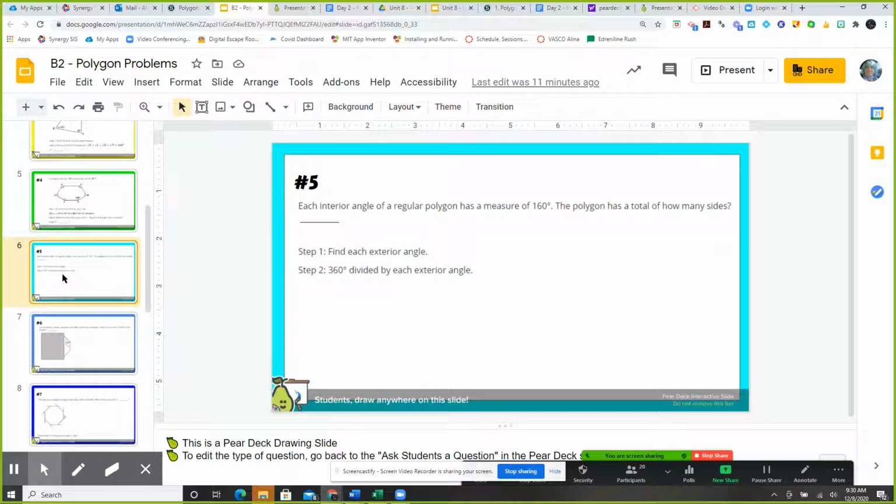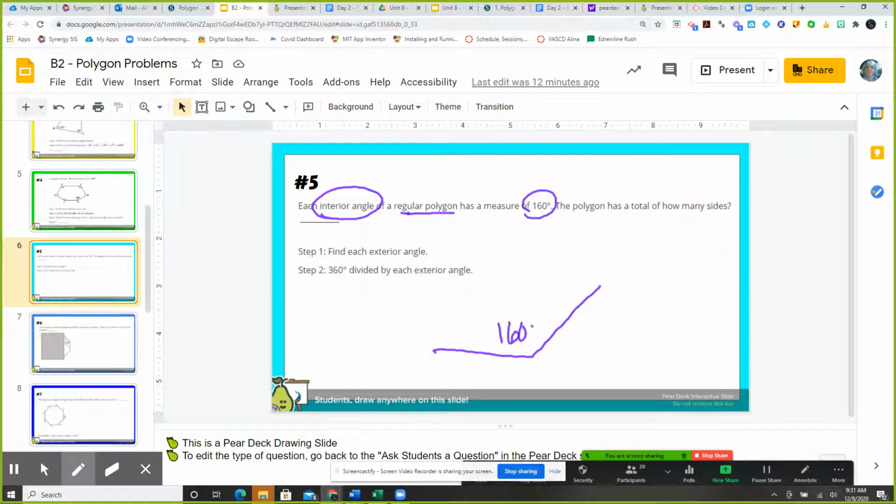Number 5. Oh no, there's no picture. What words do I need to highlight? What words are important here? Polygon. So I've got a regular polygon. Regular means all the corners and sides are exactly the same, so we can do that division if we want. What are we given and what are we looking for? Interior angle. We're given the interior angle of 160. So if I draw an interior angle and I label it 160, I can start with a little bit of a picture in my head.